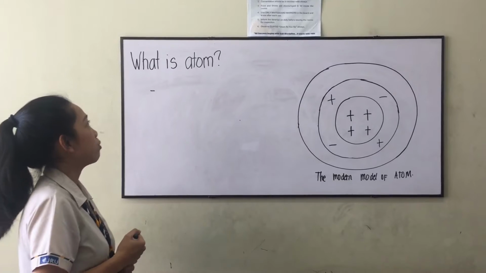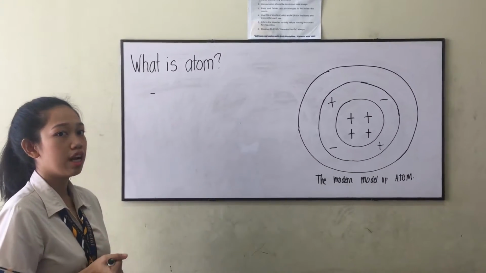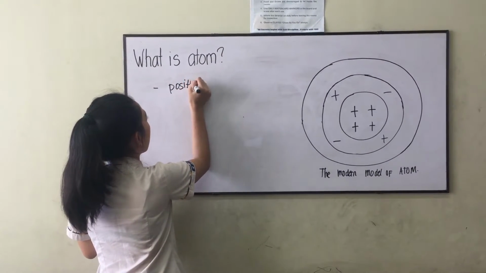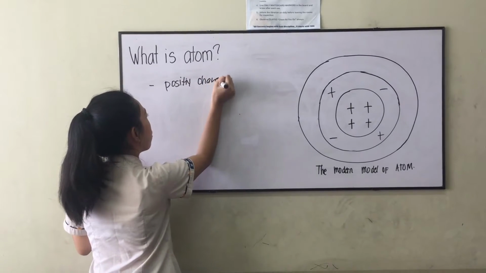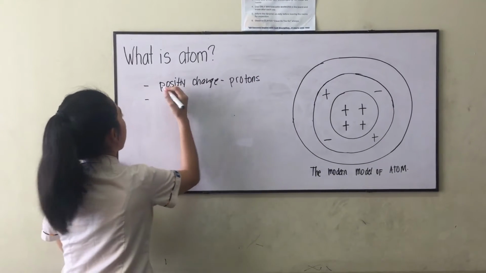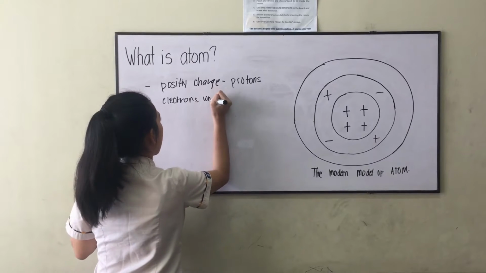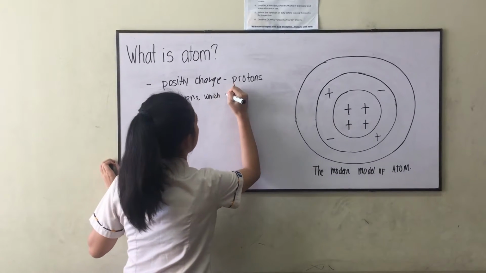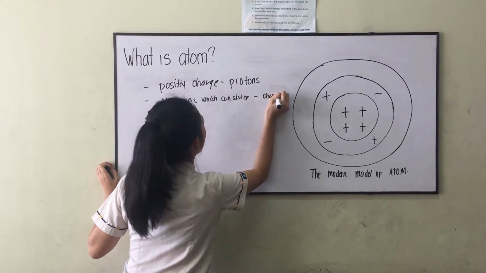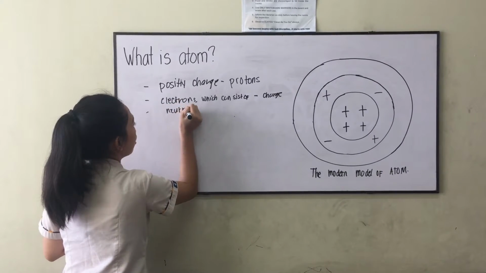So for today's lesson, we will tackle all about atoms. Atoms are the basic building blocks of ordinary matter, and they are composed of positive charges, which we call protons. It also consists of electrons, which carry a negative charge. And lastly, we have the neutron, which has no charge at all.